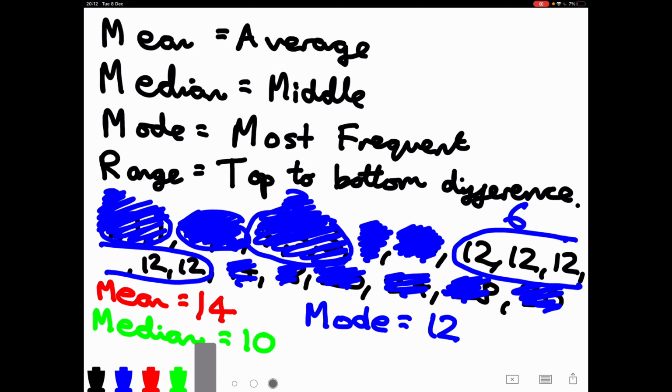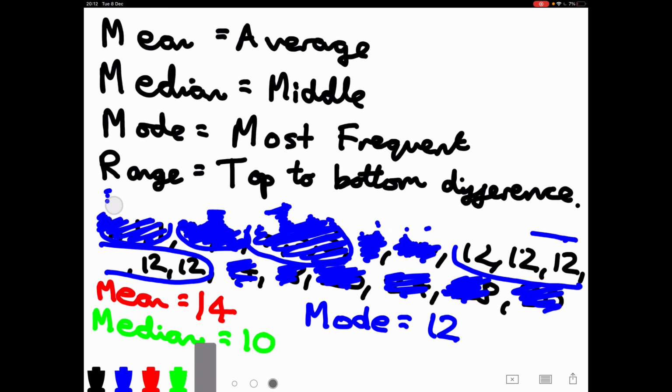So instead of saying that there are 6 12s and therefore the mode is 12, you'd be saying the mode is 12 because 12 is repeated 6 times, and that is the most number of times that it is repeated. If you get what I'm saying. So, let's get rid of this.